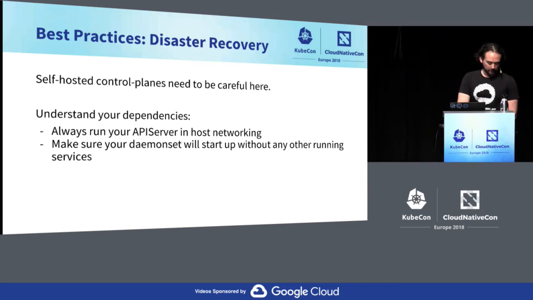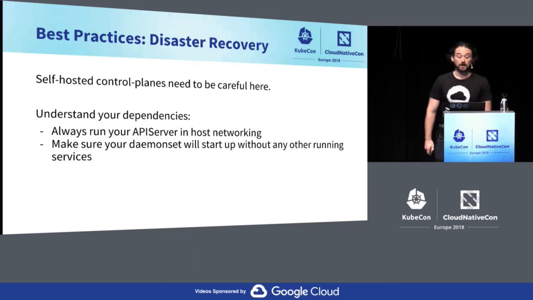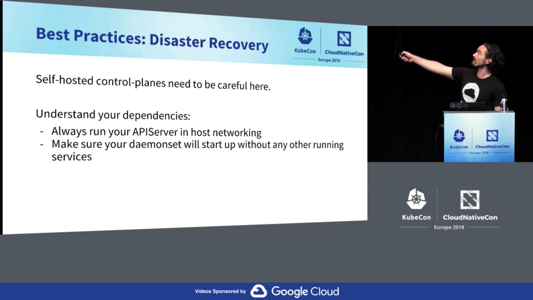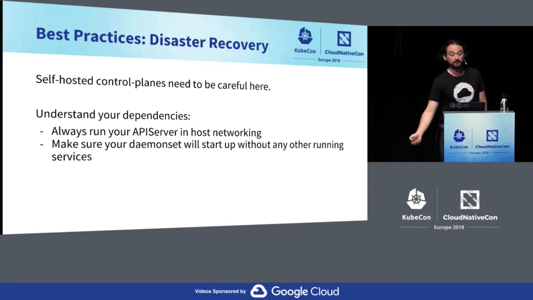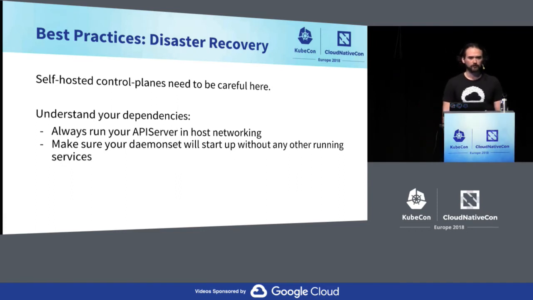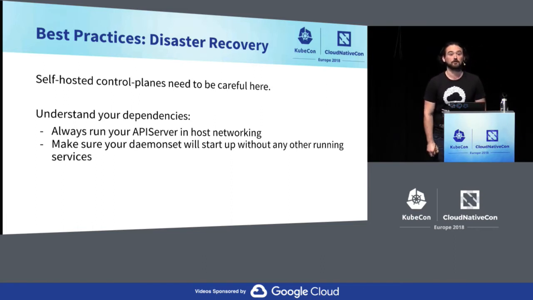Another best practice that requires a lot of careful thought is disaster recovery, especially if you have a self-hosted control plane. You need to understand the dependencies that your CNI plugin has. You need to always run your API server in host networking as well, because if your API server is down, nothing may start. And you need to understand the exact dependency chain and make sure that your daemon set, your routing daemon, will start up without any other running services.